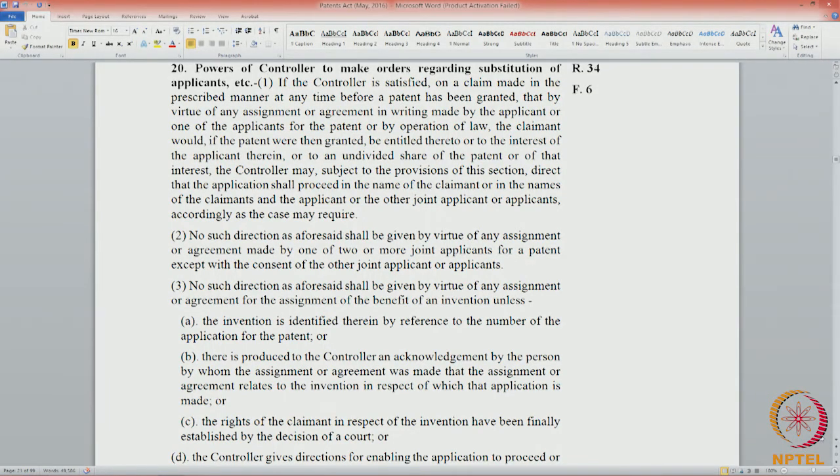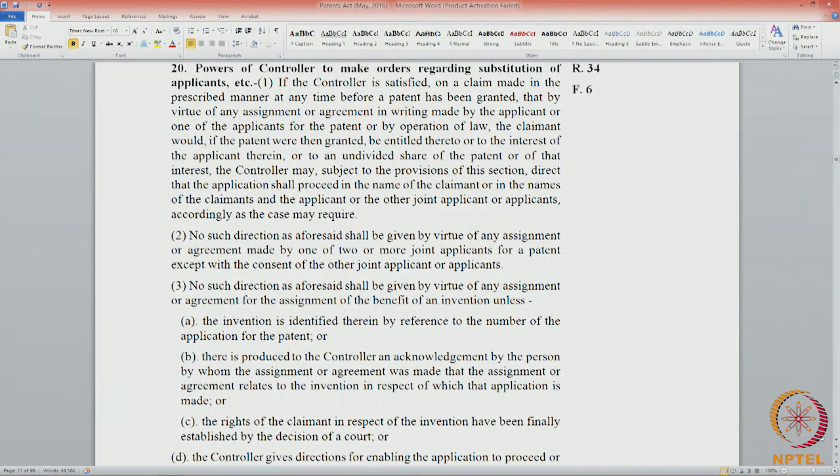So the court order will very clearly say what are the facts and circumstances of the case, what invention they are pertaining to. It may also say that the other two people have filed an application, this is the application number, it is pending before this patent office, all the details will be there. So the controller has to insist on that court order, and I gave you the situation where there is a dispute with regard to who the applicants are, and one party gets a favorable decision from the court. Then here the controller will have to insist, or will have to see that the rights of the claimant in respect of the invention has been finally established by a decision of the court.